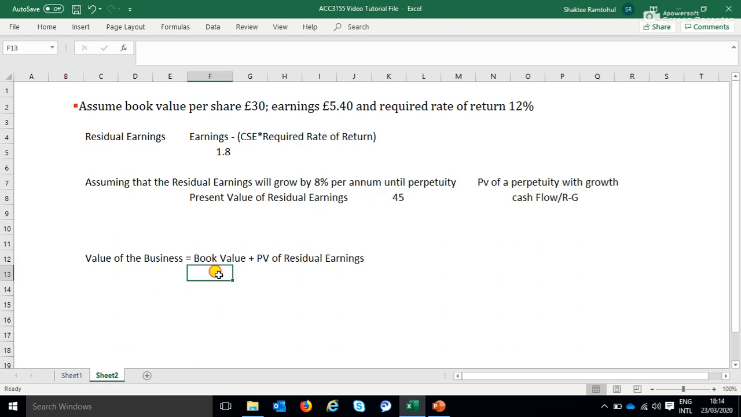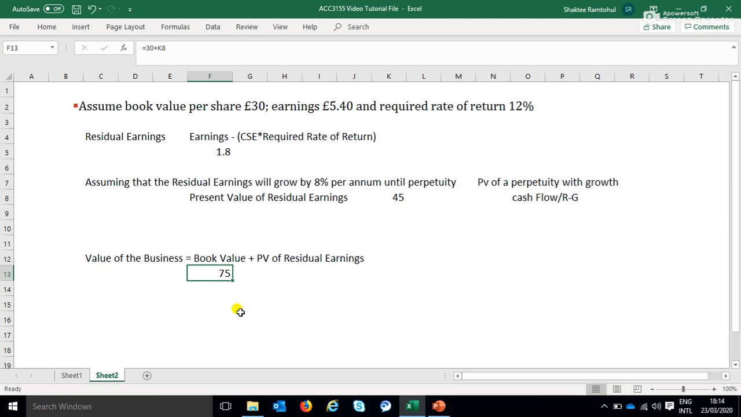Now, to value the business, the book value is 30 plus the present value of residual earnings. So in total, the value of the business, at least for one share, is £75. So £75 per share. Of course, to have the whole value, you just multiply by the number of shares.